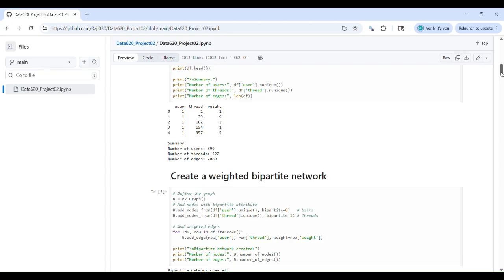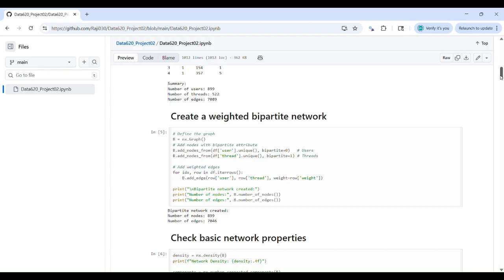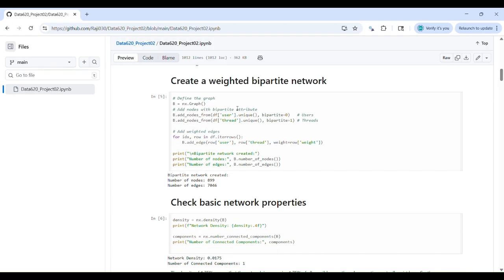Then we created a weighted bipartite network. At first we defined the graph, which is denoted by B here, and then we added nodes and edges. And if you see the bipartite network that we created, the number of nodes is 899 and the number of edges is 7046.